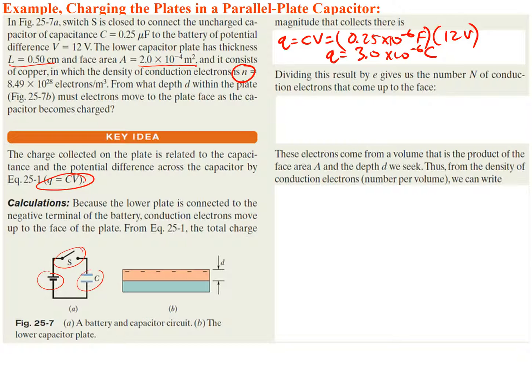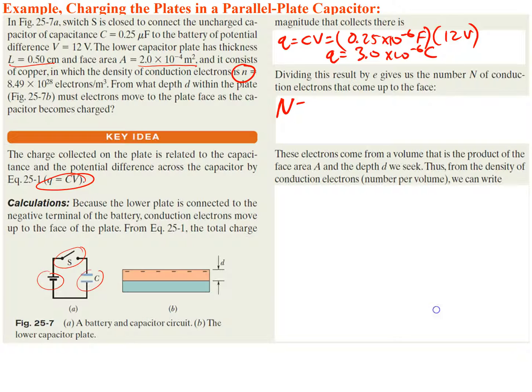Now, dividing this result by e gives us the total number of conduction electrons that come up to the face. So this is our total charge. If we divide it by e, the charge of an electron, that's going to give us how many electrons are actually in this amount of charge. Now capital N is different from little n. Little n was our density of conduction electrons. Capital N is what we use for the number of conduction electrons. In physics, we usually use capital N to denote the total number of something physical.